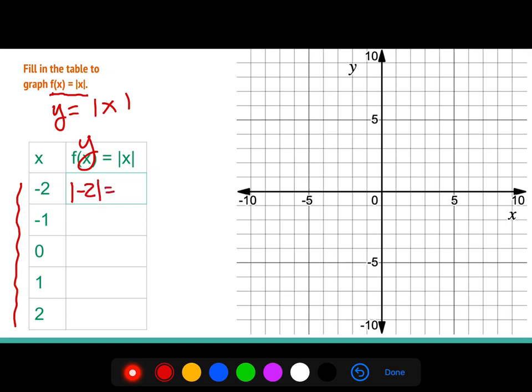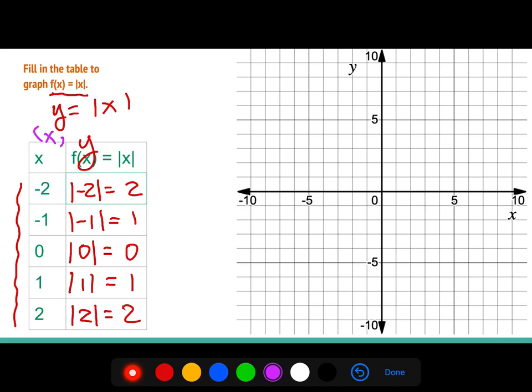So -2, if you make it positive, becomes +2. The absolute value of -1 is +1. The absolute value of 0 is 0. The absolute value of 1 is 1. And the absolute value of 2 is 2. Now remember, as I said earlier, these are points. So you can think of them as x, comma, y, or in this case, -2, comma 2.